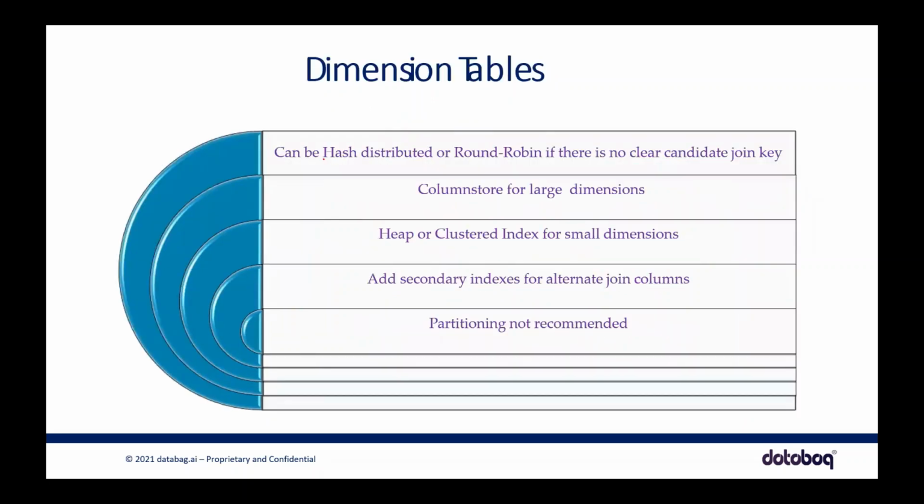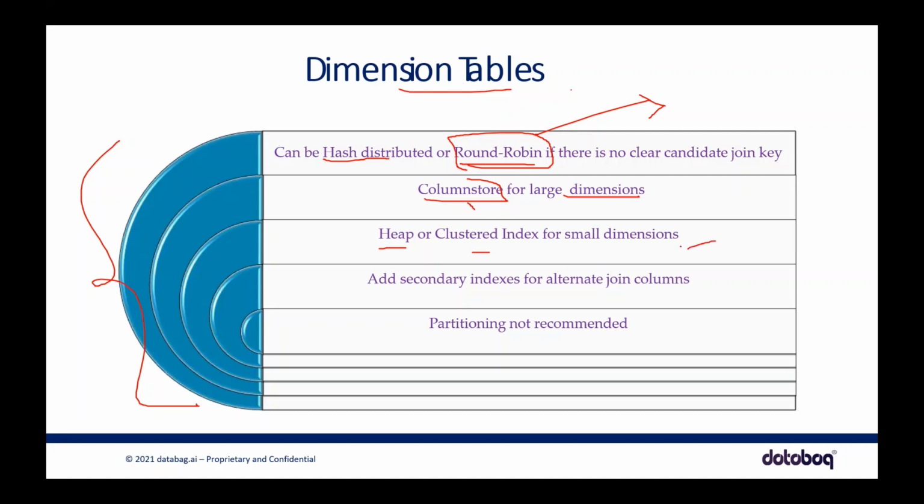And for dimensions, it can be hash if it is large, or round robin if there is no. For round robin, right, only for staging or loading you can use round robin. Again, column store index, right? And for large dimensions, column store. For small, again, these are like the best practices they are giving. Heap or clustered index for small dimensions, because heap is like no index, clustered is an index on a specific column. Whenever you feel you have small dimensions, you can go with this. And then partitioning is not recommended on this.